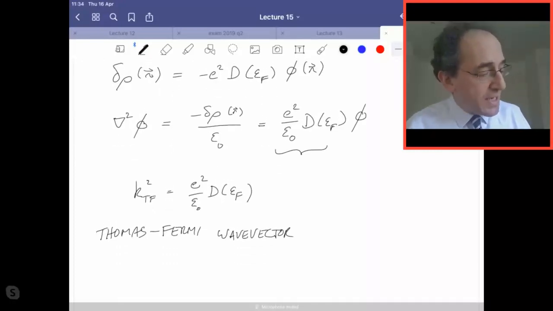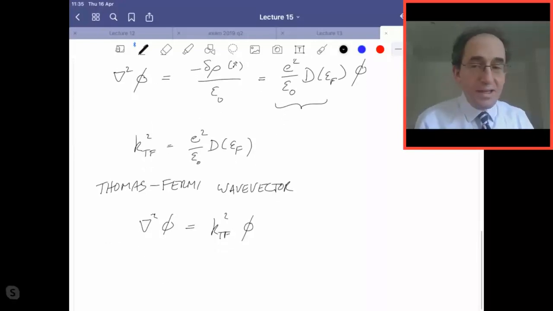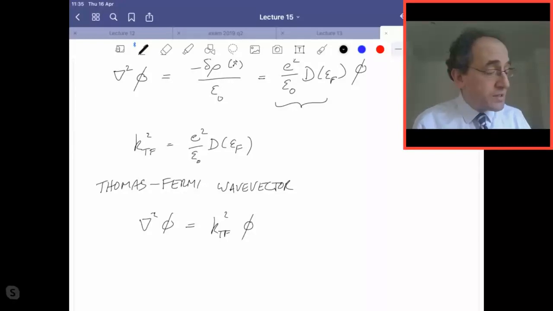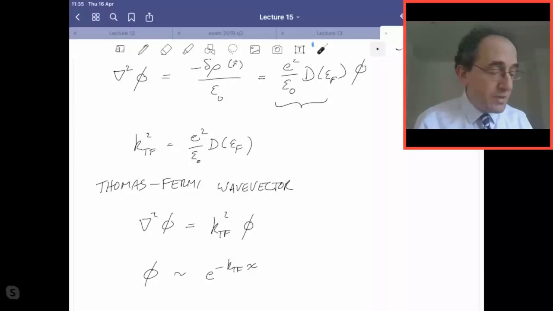So we can rewrite our response equation as del squared of phi is k Thomas-Fermi squared times phi, and the typical solutions of this are things like phi is e to the minus k Thomas-Fermi times x, so it decays exponentially. This tells me that the electrostatic potential is going to decay exponentially with a length scale given by the Thomas-Fermi wave vector.